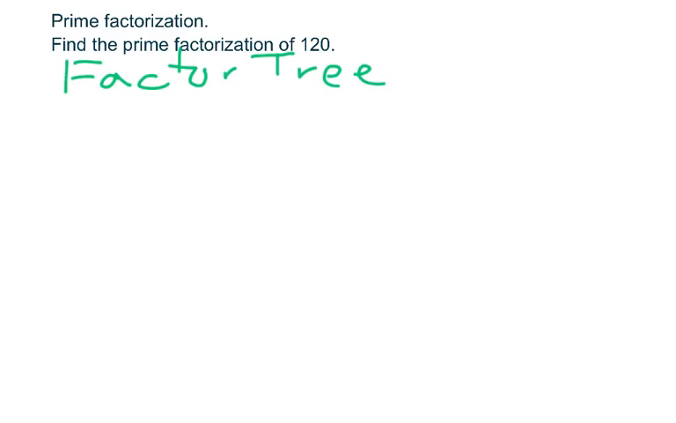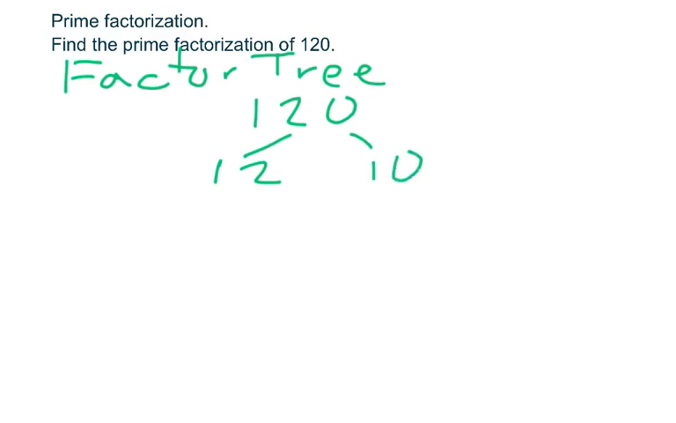And the way this works is this. You take the number you're interested in and you just ask yourself, can I think of any two numbers that multiply together to give me 120? Any two. Doesn't matter what they are. They don't have to be prime, just any two. So when I see 120, I immediately think of 12 times 10.